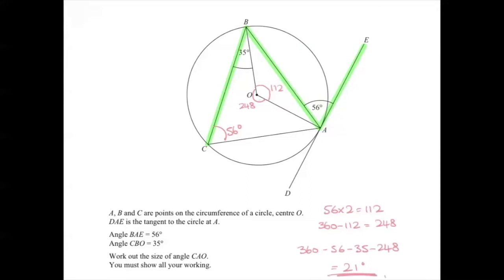Circle theorems and angles in general can usually be found in more than one way. So that's just the way my brain saw the solution for that question. And don't forget to look for those basic things like your straight line and your triangles, etc.